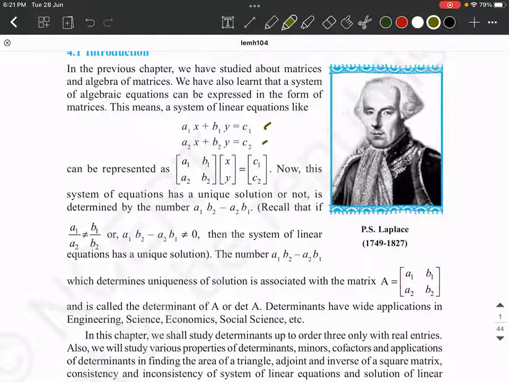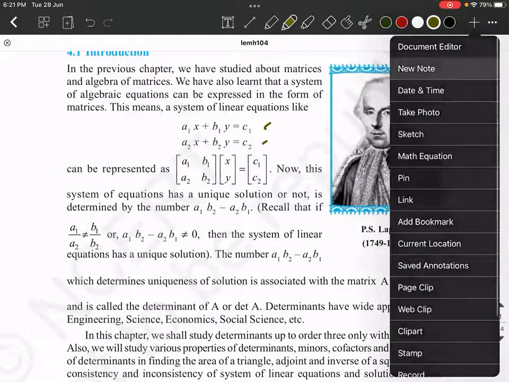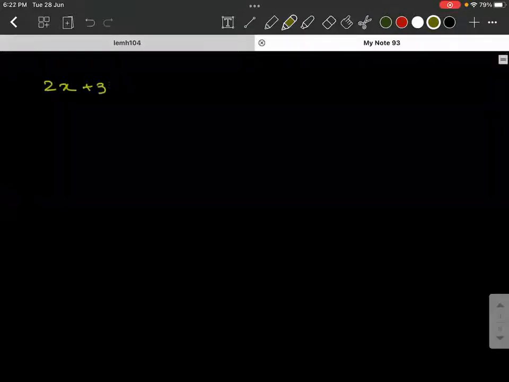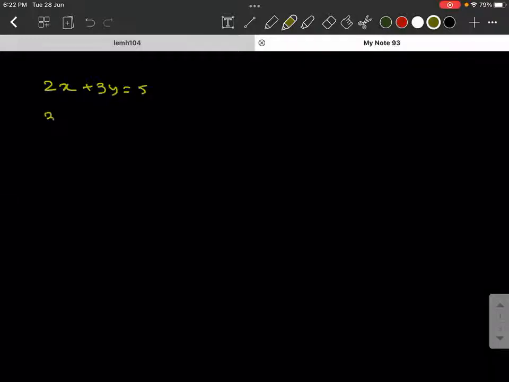Okay. So have you learned something called the cross multiplication method for solving linear equations in two variables? Did you never? Okay, at least I tried to give you a hint. Let's see if you're able to recollect it. Yes. So you have 2x plus 3y is equal to 5, and 3x plus 2y is equal to 7, for example.